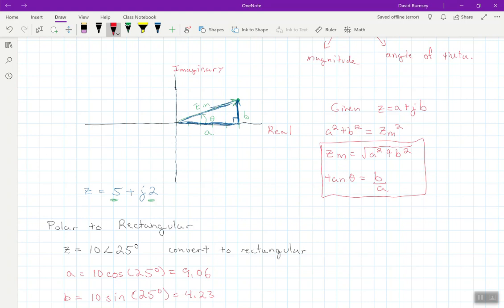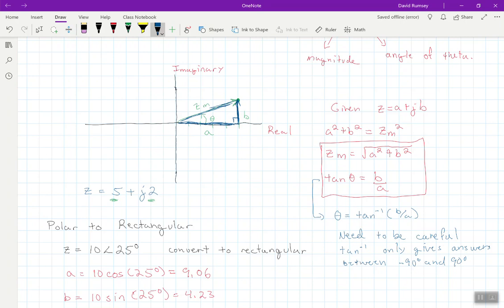Now you might question why I didn't solve this one for theta. Because theta, if I solve this for theta, is clearly the inverse tangent of b over a. But we need to be careful. Inverse tangent only gives answers between negative 90 degrees and 90 degrees.